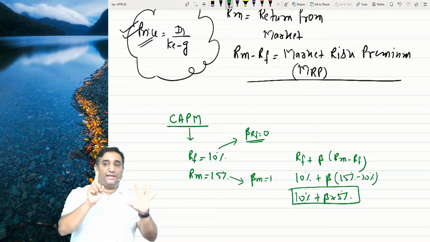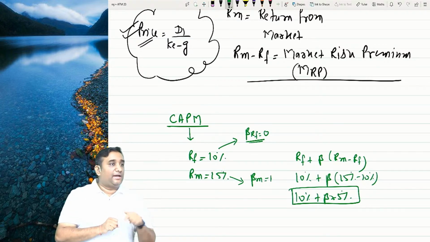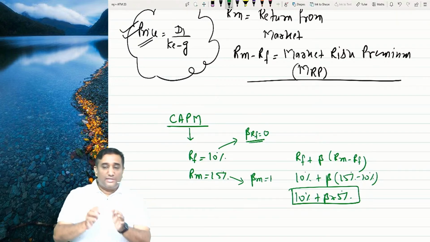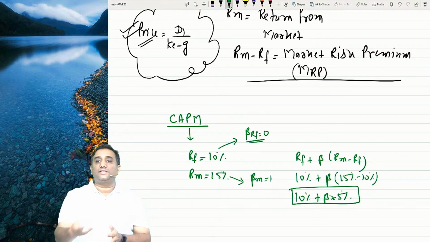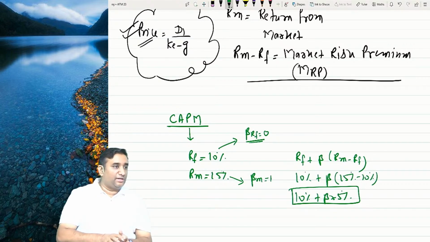5 extra I need when I take a risk equal to what? 1. At 0.8, how much? 4, that is 0.8 into 5. That means just keep that equation in mind. 10% I need at any cost. The moment I take a higher risk, I need the higher return. The moment I take a lesser risk, the lesser return comes out.